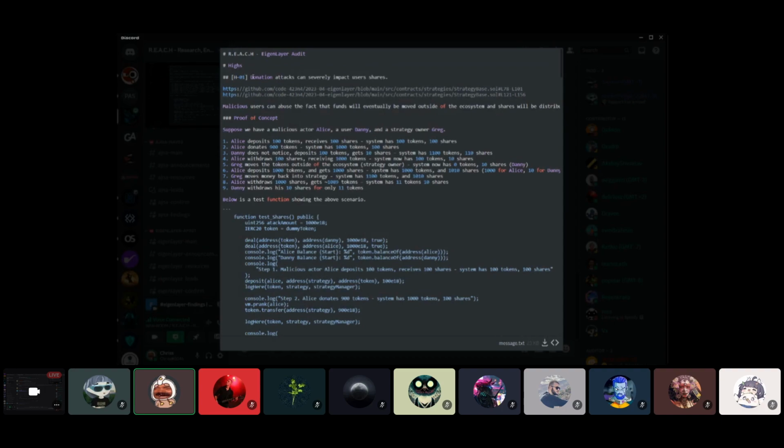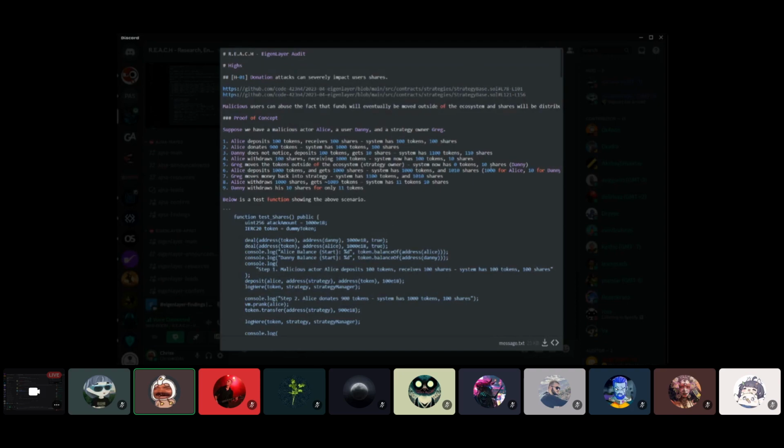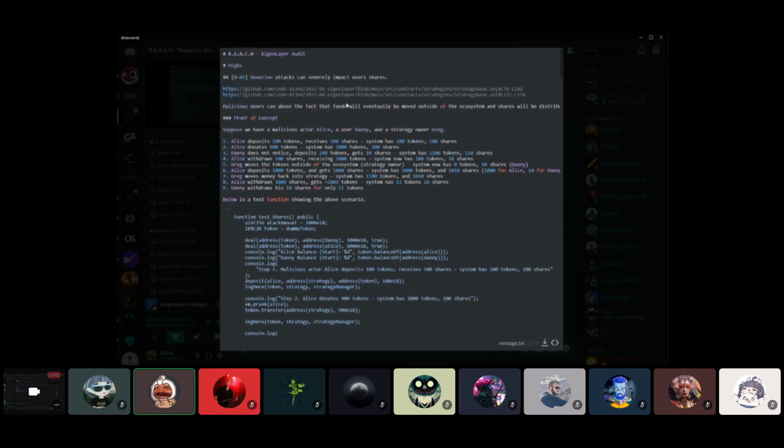So this is the high finding that we managed to get. It's essentially a donation slash share vector. I don't really know how to explain it in a better way. Essentially, what happens is users doing a combination of taking money out of the system and also diluting the shares through donations, because EigenLayer was using a vault of sorts for keeping the ETH.